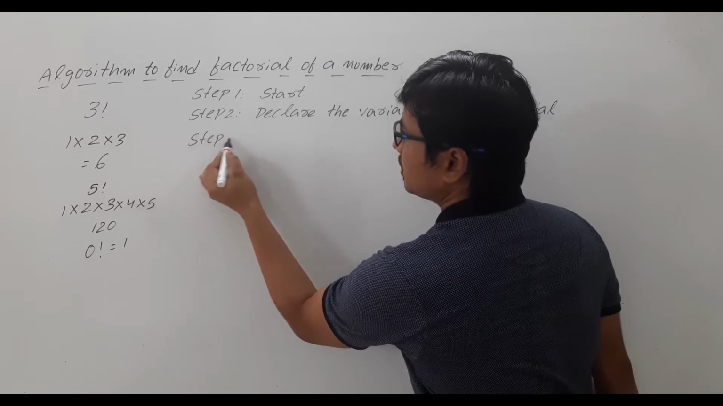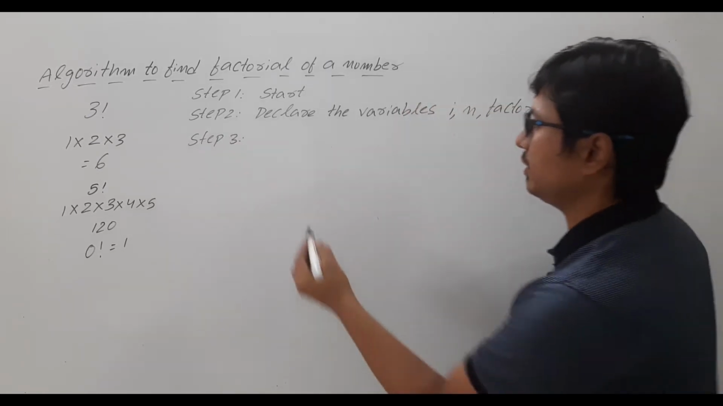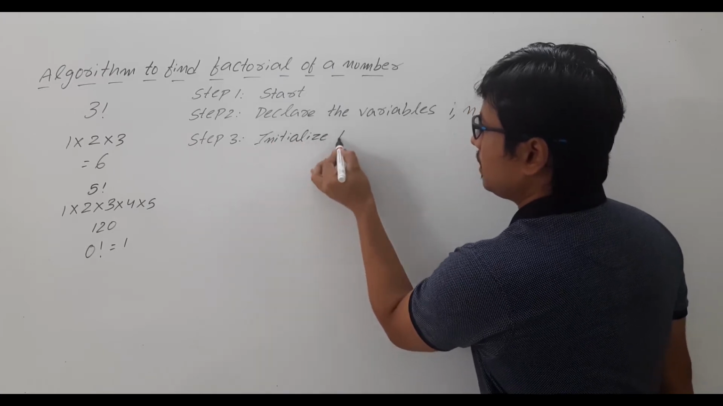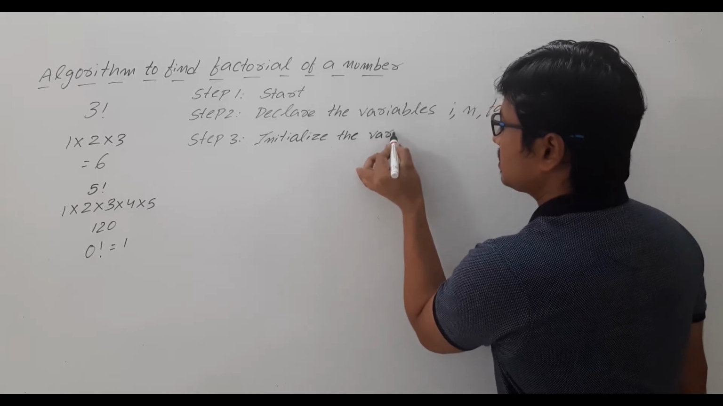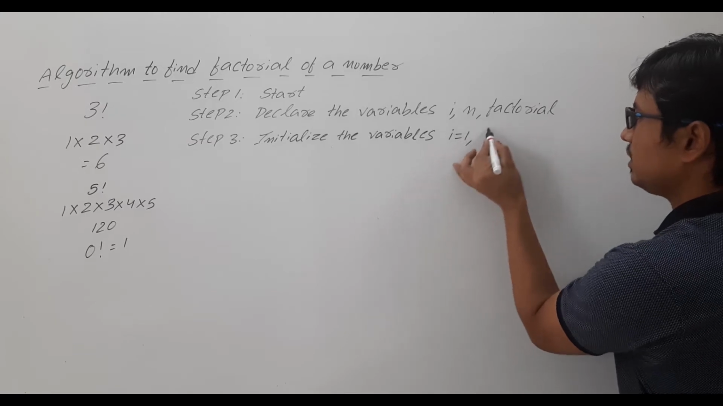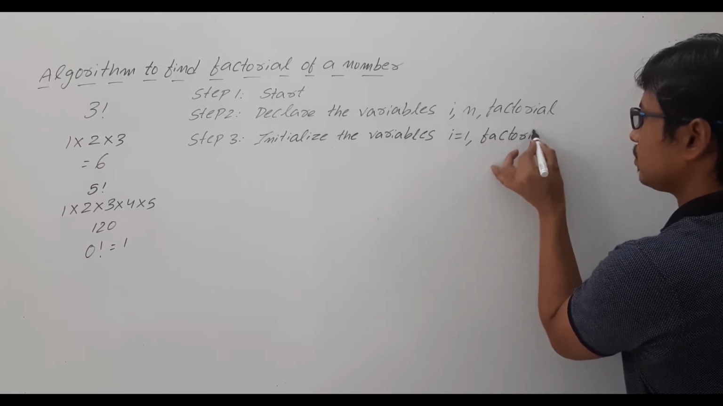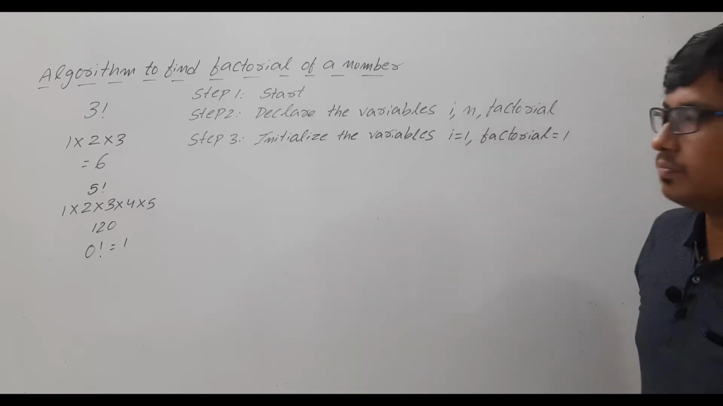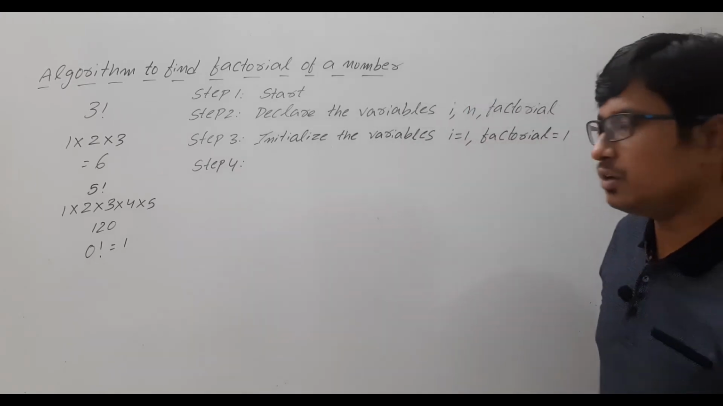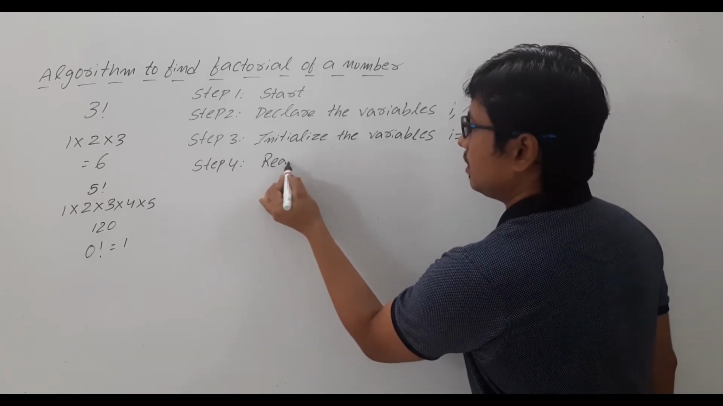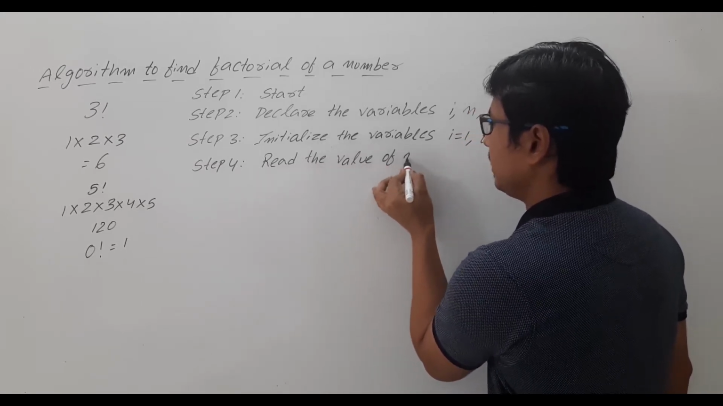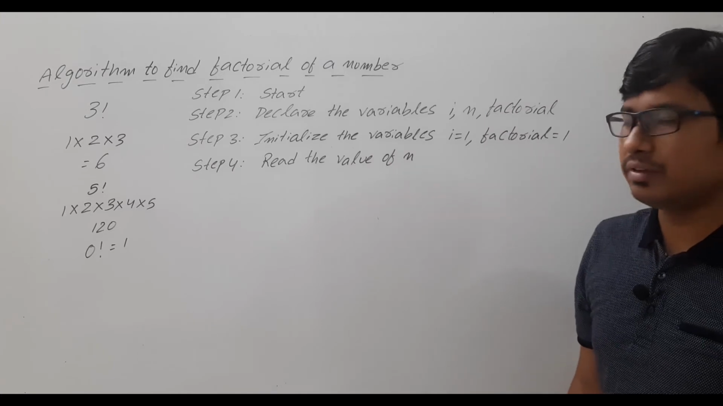Now what is step 3? I need to initialize a few variables. So initialize the variables I, factorial as 1. So I is equal to 1, factorial is equal to 1. Then step 4: I need to read the value of n, the variable n, for which I need to compute the factorial.